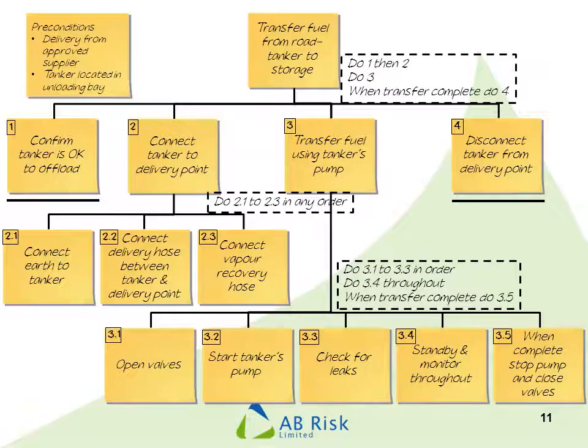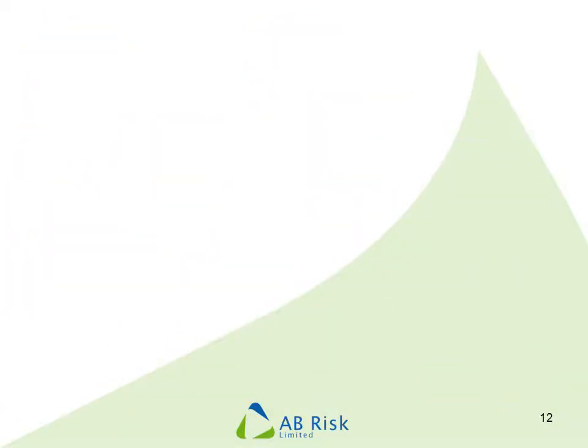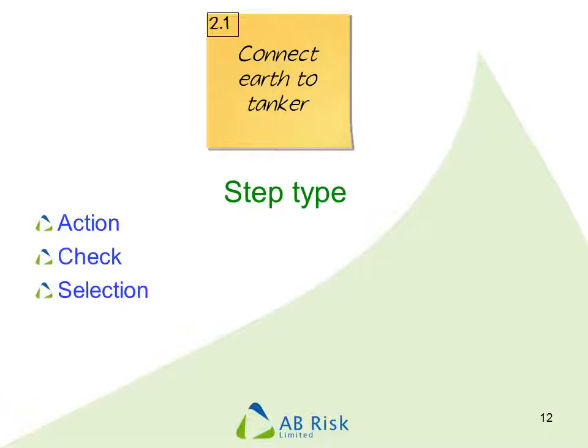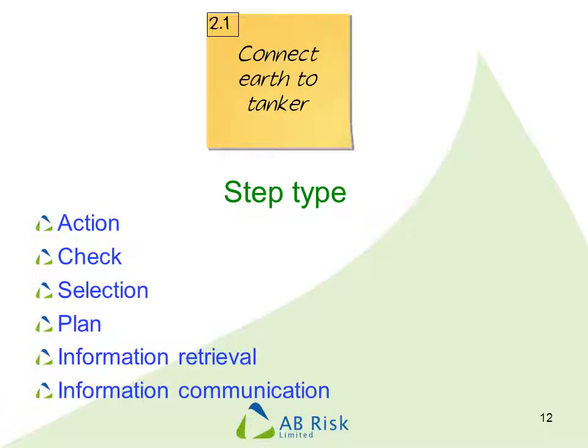This is an example of a hierarchical task analysis. The task in this case is transferring fuel from a road tanker to storage. You can see there's a number of activities there. Some of those we've broken down into hierarchies of levels of detail. I'm going to pick a few steps from the task and show you how we carry out an HEA. Take 2.1, it's connecting earth to the tanker. This is something we do to prevent static build-up, which can start fires. If we look at what type of step it is, we can go through the list of possibilities, and in this case we'd say it's an action.